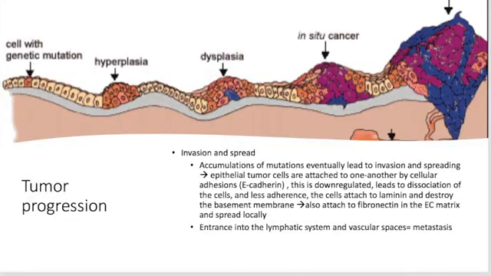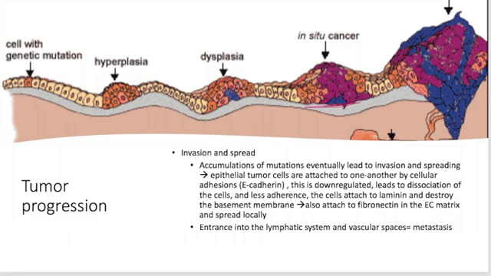Moving on to tumor progression, invasion, and spread. So this is a nice little picture of what it's going to look like. So we have a cell with genetic mutation. We get that hyperplasia, dysplasia. We get that in situ. Remember that it doesn't cross the basement membrane yet. But it is proliferating and it is growing. Then we get invasion and spread. And that is the accumulation of mutations eventually spreading into the basement membrane and the ability to spread and metastasize.